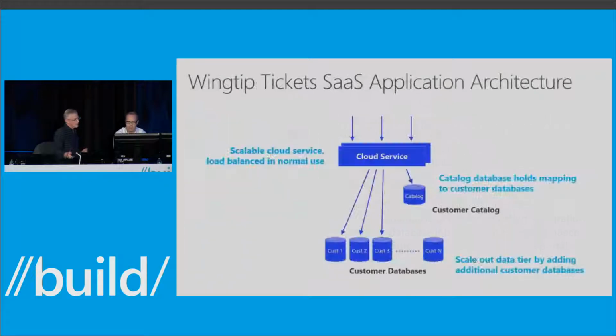OK, so if we take a look at the architecture of the Wingtip Tickets SaaS application, this is the architecture we've implemented. And this really is what we've built here. So it's a cloud service. It's scalable. You connect to it through customer-specific endpoints. And then we use a system to route you to the correct database based on the customer identity. So as you identify yourself, you come in here, and we do that routing. And in fact, that's the first of several challenges that we're going to talk to as we go through here.